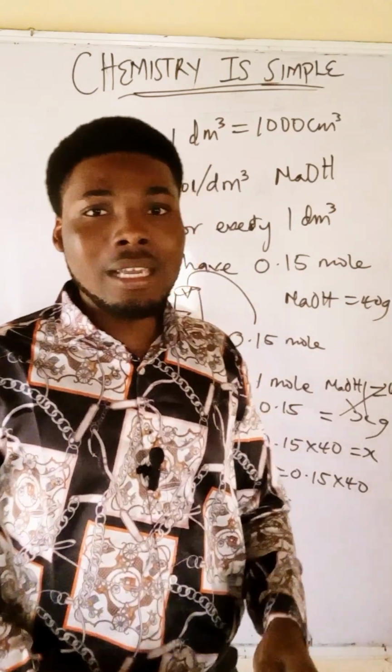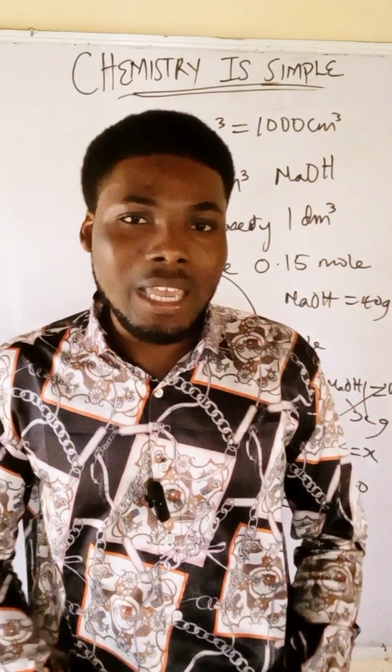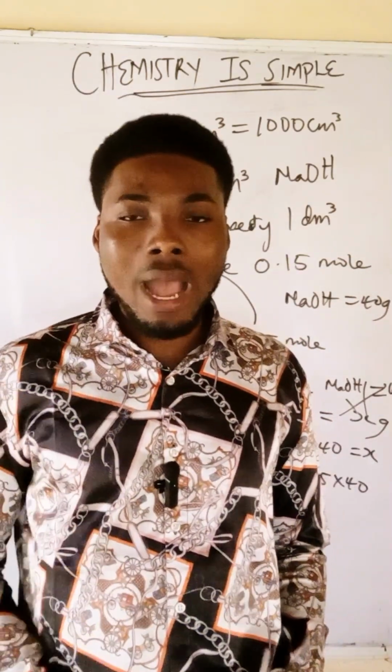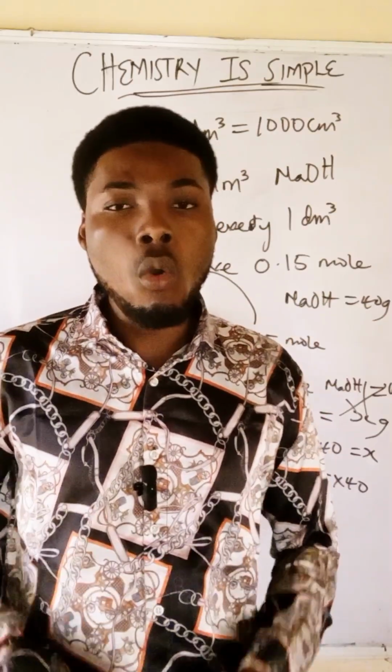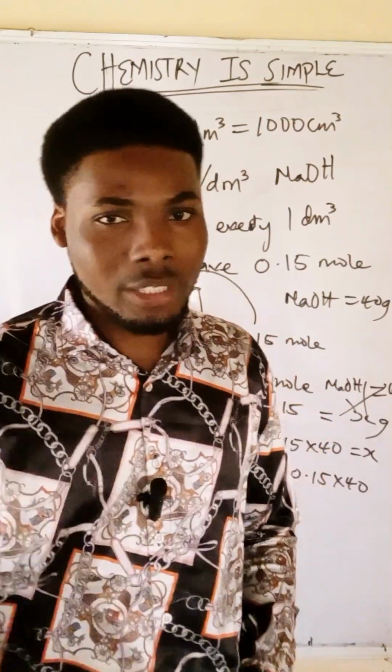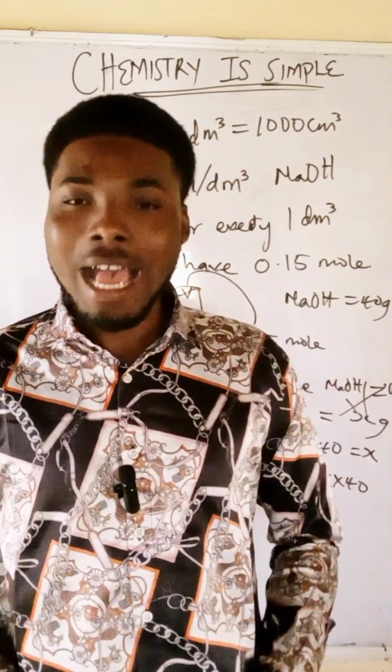Another instance is, now put in the comments, if I say 0.17 mole per dm cube, what does it mean? How can you describe that as a chemist?